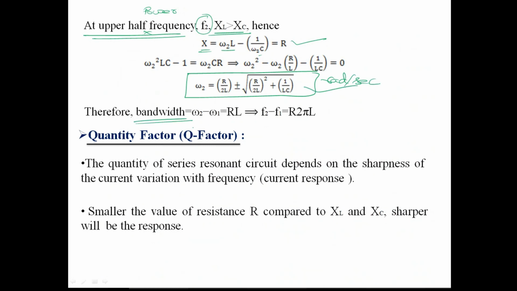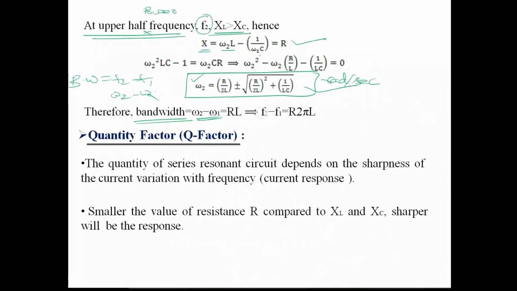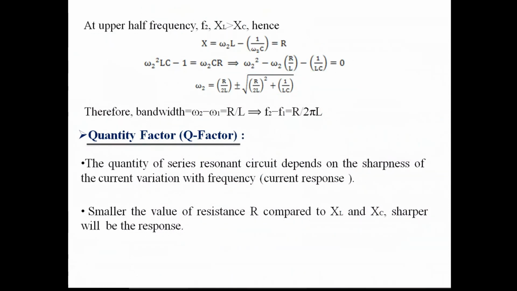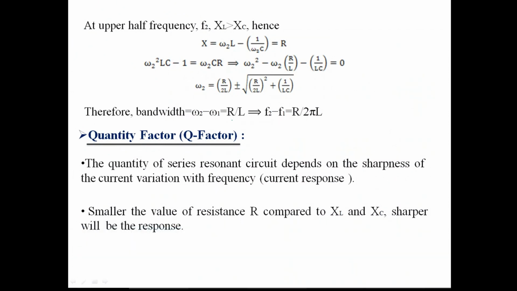Therefore, what is the expression for bandwidth? Bandwidth is given by F2 minus F1 or omega 2 minus omega 1. Now omega 2 is already defined here, and omega 1 is defined like this. Here, this term is common in both, so both cancel each other, and you will get R by L. So the bandwidth in terms of radians is given by R by L, or in terms of hertz it is given by R by 2 pi L.